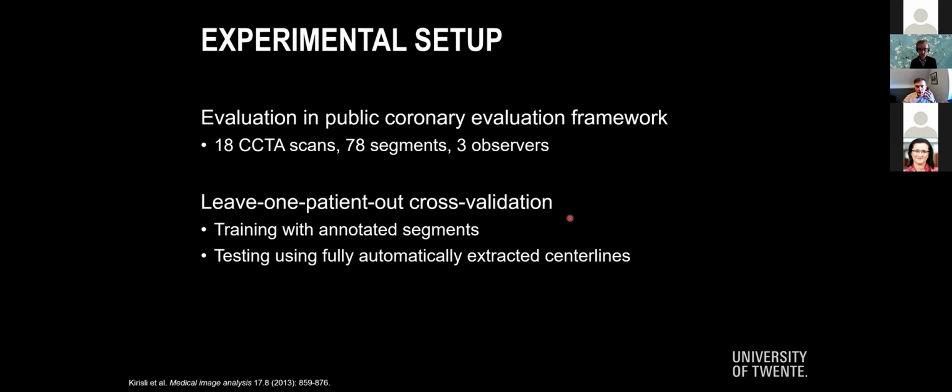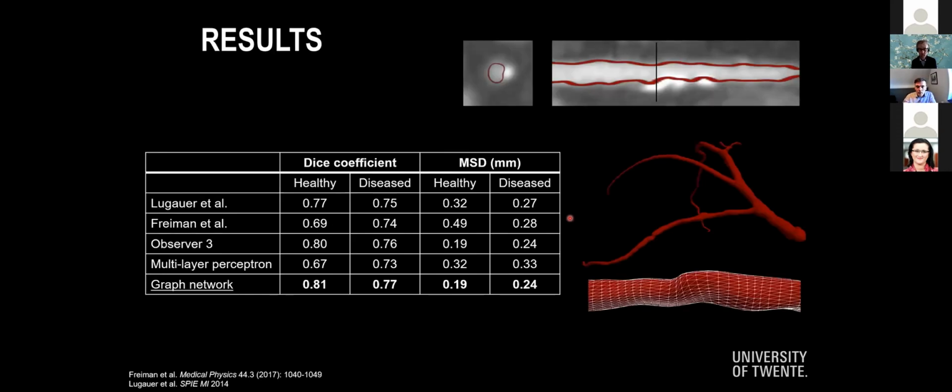And we evaluated this in a public evaluation framework where segmentations are provided, and we can run a leave-one-patient-out cross-validation so that we actually train with the manually annotated segments and the manually annotated center lines, but we test on a completely automatically extracted center line or coronary tree and predict the vessel wall there. But that leads to quite good results. So in this table, we show two of the best performing automatic methods, the human observer, and then at the bottom, the graph network, which has both high overlap with the reference annotations and a relatively low mean surface distance.